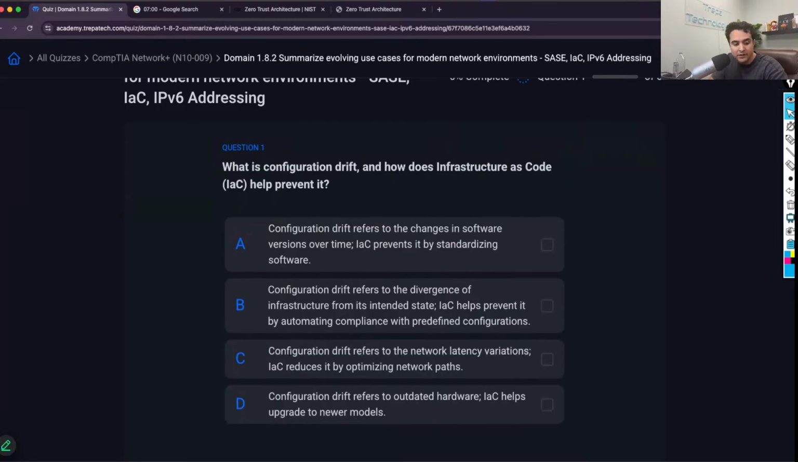Okay, question 1. What is config... Oh, something I didn't talk about. So cool. I'm glad we did this. We're doing this question. What is configuration drift, and how does infrastructure as code help prevent it? So what configuration drift is, let me explain it real quick.